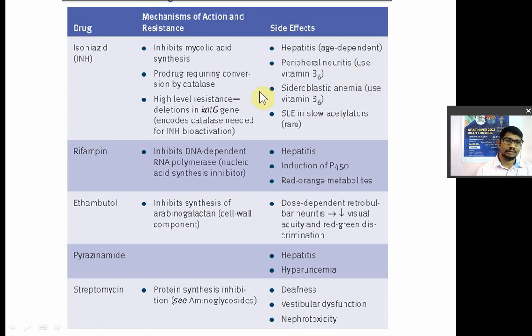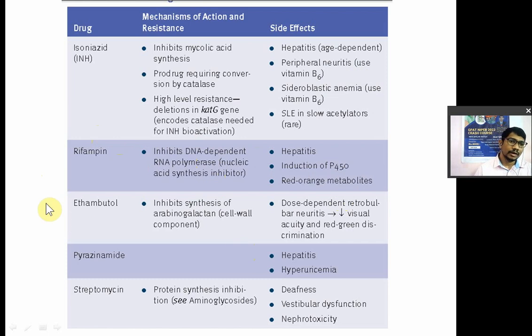Now the next drug is rifampin. It is an antibiotic belonging to the category rifamycin. It inhibits the DNA dependent RNA polymerase and inhibits the nucleic acid synthesis of bacteria. It causes hepatitis, and it is an enzyme inducer. It can color your urine orange red.